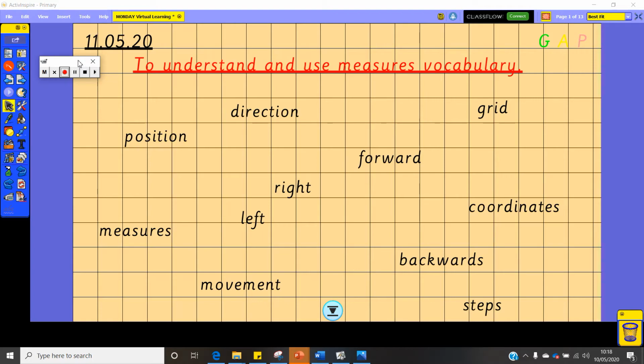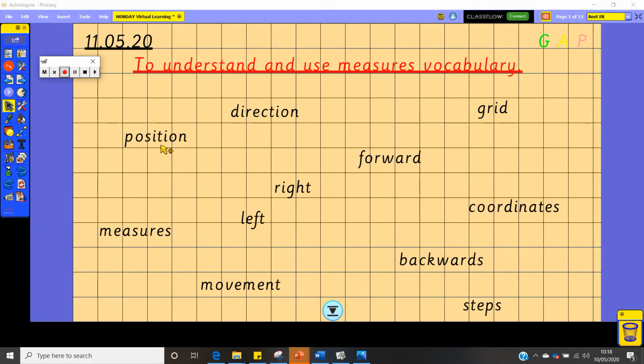So I'd like you to pause the video now, read each word and tell somebody at home what each word means. So have a look and see if you can think of a definition, as in a meaning of each word, before we move on and use each of these words in our maths lesson. So did you manage to do that? Did you manage to tell somebody at home exactly what each of these words mean?